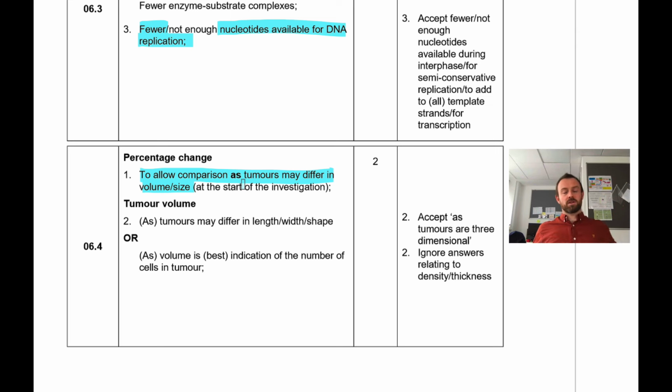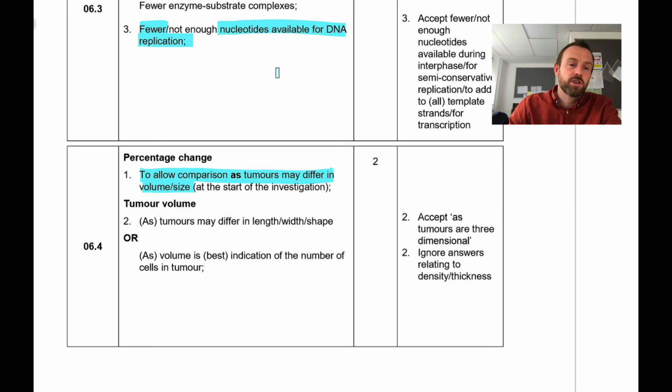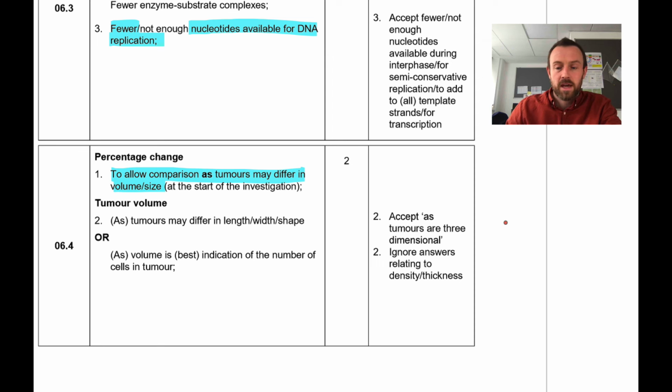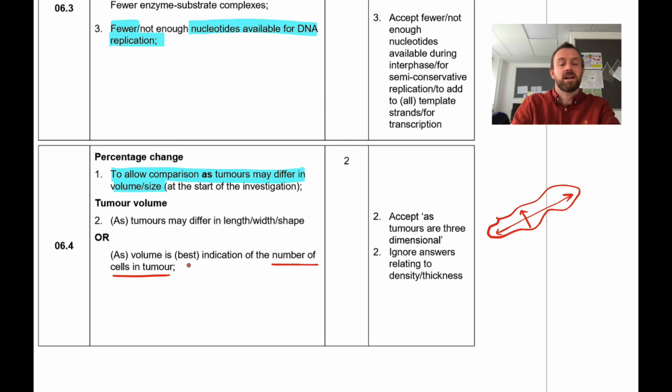Oh, why volume as opposed to shape? Okay, I get it. So some tumors, I didn't understand what it was getting at. Some tumors might be this kind of shape. If you were to measure the length of that tumor that way versus that way, how are you going to decide which way to measure it? It's best to measure the total volume, because it is a good indicator of the number of cells in a tumor, because each cell has a roughly similar volume.